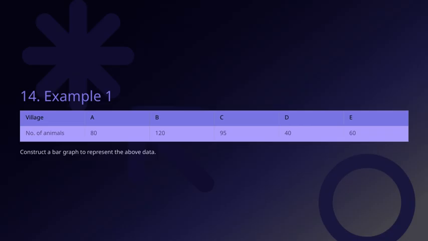Connecting this to our overall theme, visual tools like bar graphs are powerful because they simplify complex data, making patterns and differences instantly recognizable. So, when you construct your bar graph, keep these key points in mind. Clear labels, consistent scale, and accurate representation to communicate your data effectively.